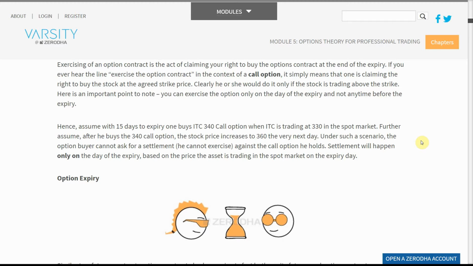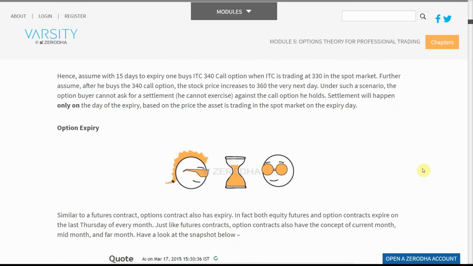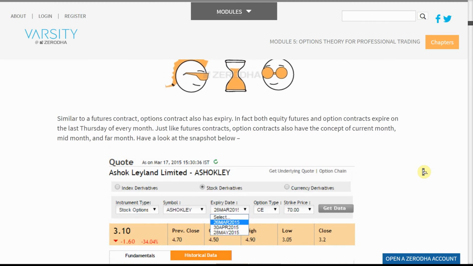Option expiry. Similar to a futures contract, an options contract also has expiry. In fact, both equity futures and option contracts expire on the last Thursday of every month. Just like futures contracts, option contracts also have the concept of current month, mid-month, and far month. Have a look at the snapshot below.